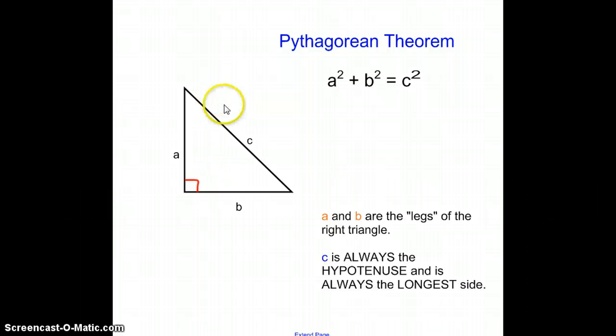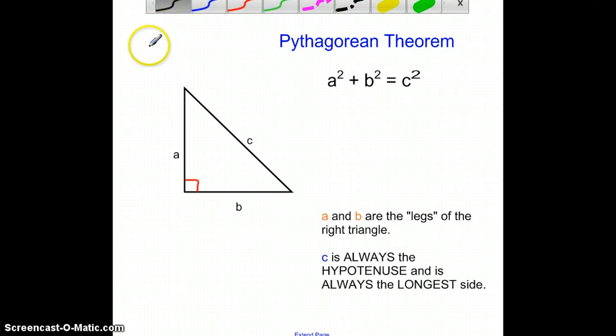C is always the hypotenuse, which is the side opposite from our right angle, as detailed here with our little box. But C is always the hypotenuse, which is always the longest side. That's really important because that goes alone on the other side of the equation, separate from A and B. And this little box here tells us this is a right angle. So thus, it's a right triangle, and we can use the Pythagorean theorem.